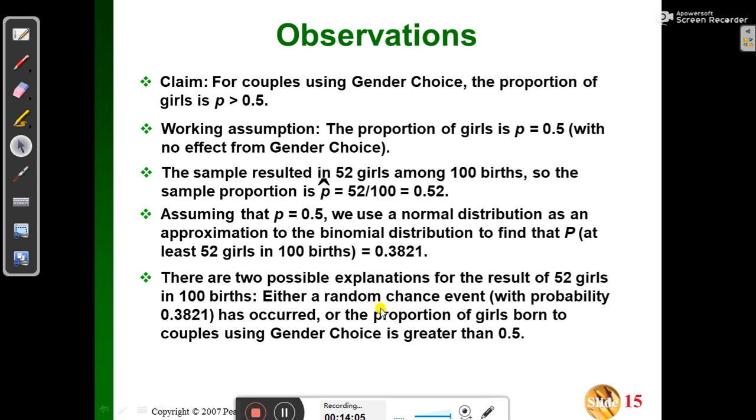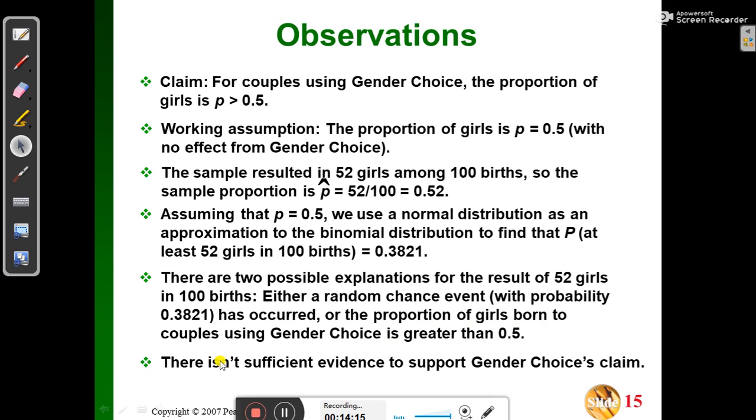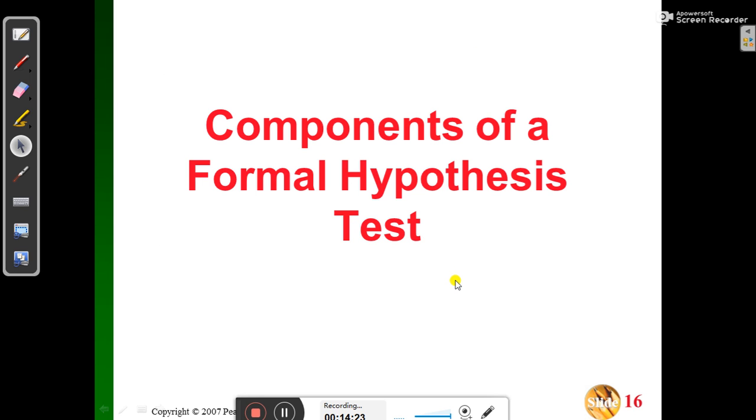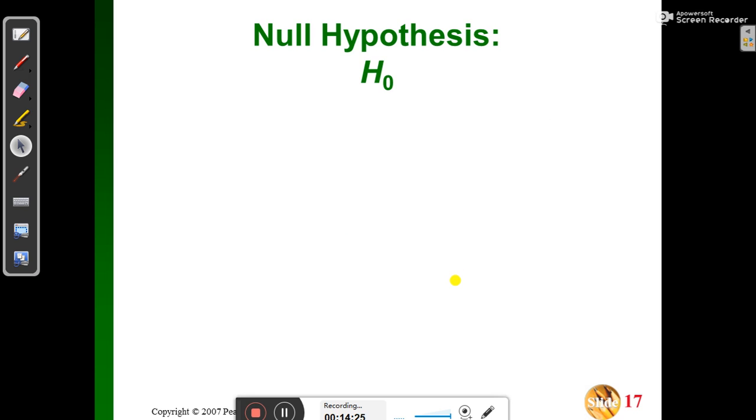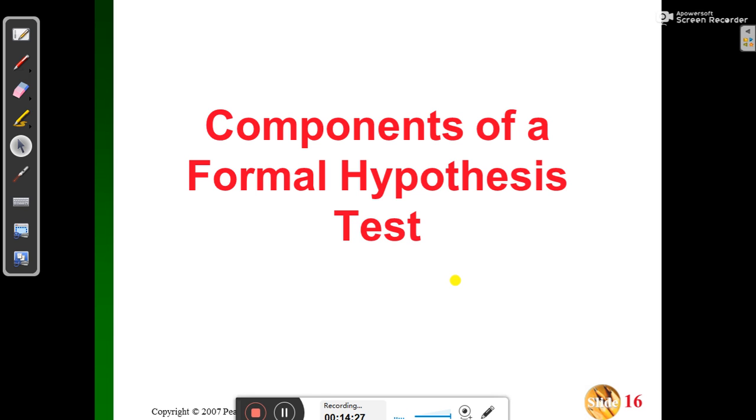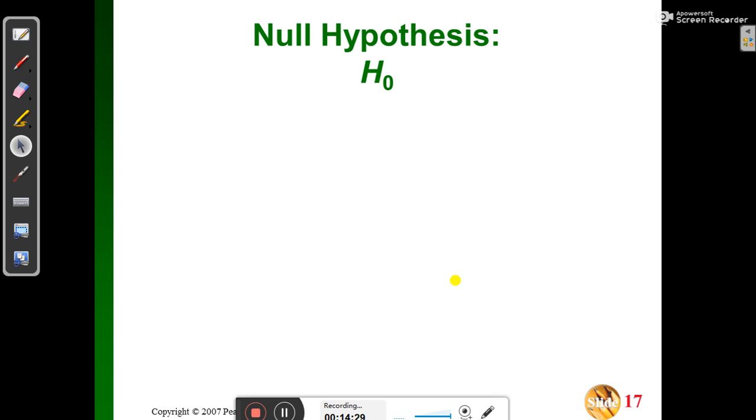So either a random chance event has occurred, or the proportion of girls born to the couples using gender choice is greater than 0.5. So there is not sufficient evidence to support gender choice's claim. So we need to go for more formal hypothesis testing.